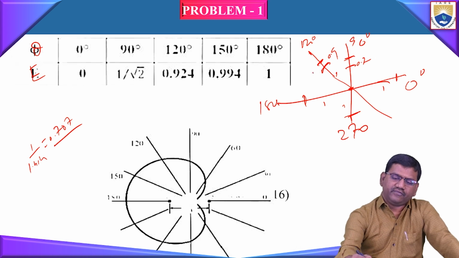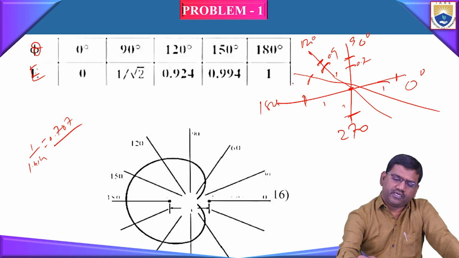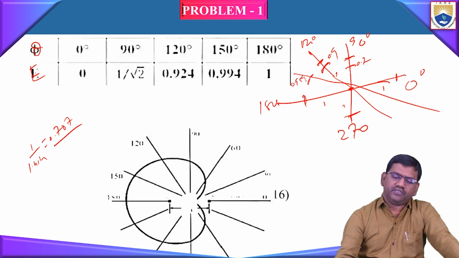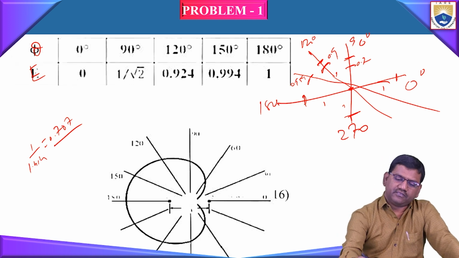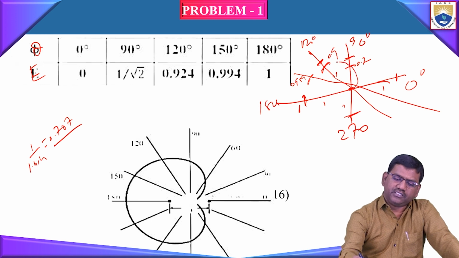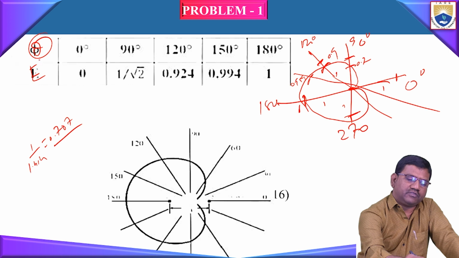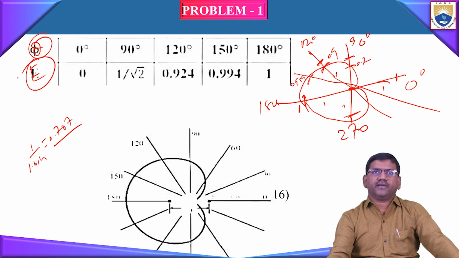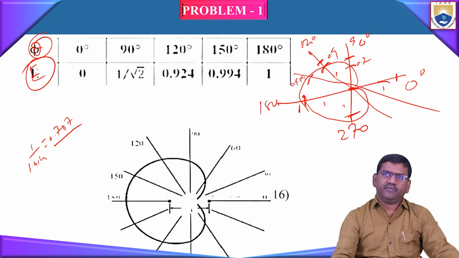And for 150 you will get 0.994 here. 1 unit means 1 centimeter. So 180 means 1 here, approximately. If you join all these points, you will get a curve like this. You can find more values of theta, so that you will get more values of E, and the radiation pattern will be clear.